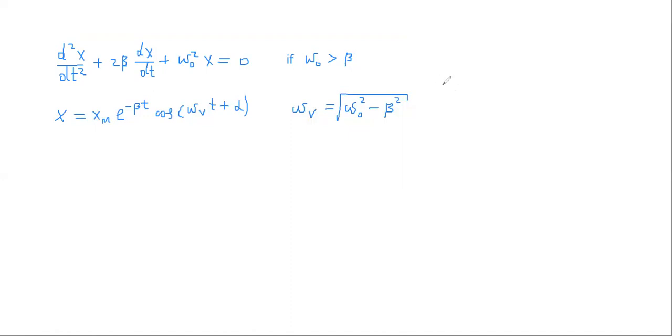of damped oscillations. T is equal to 1 divided by linear frequency, and this is the same as 2 pi divided by omega v, and this is the same as 2 pi divided by the square root of omega 0 to the power of 2 minus beta to the power of 2.